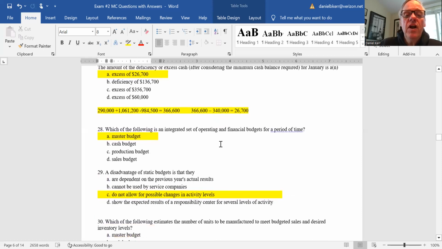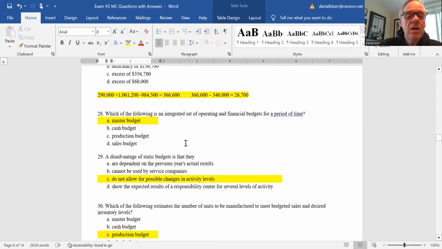28. Which of the following is the integrated set of operating and financial budgets for a period of time? I think that was Edward's definition from the back of the room. Edward, I can still hear your voice. That's the master budget. So the master budget is an integrated set of operating and financial budgets for a period of time.